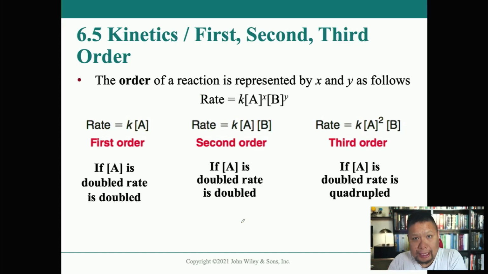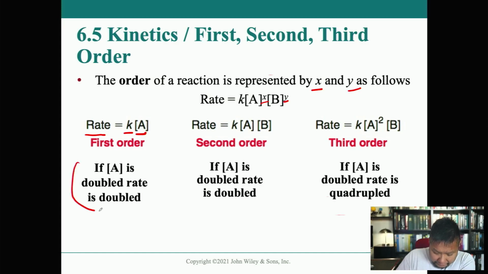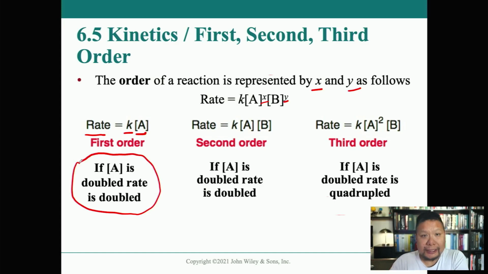Here is where we elaborate. The order of the reaction is represented by the exponents x and y here and here. When you have just rate equals the rate constant times the concentration of one of the reactants, A, and the concentration is doubled, the rate of reaction is doubled. This is a first order reaction.